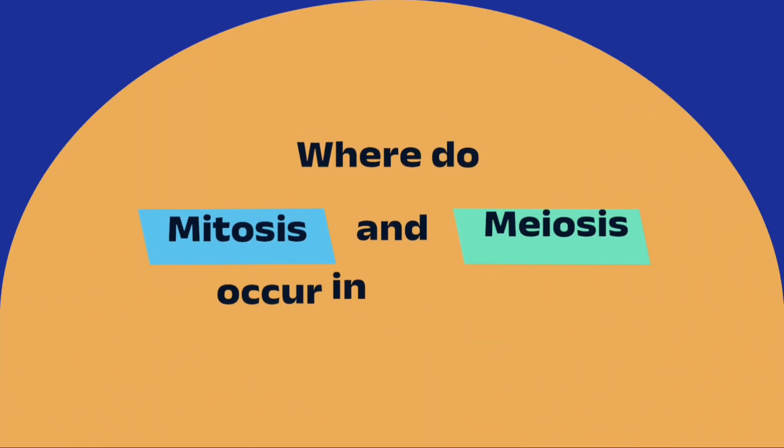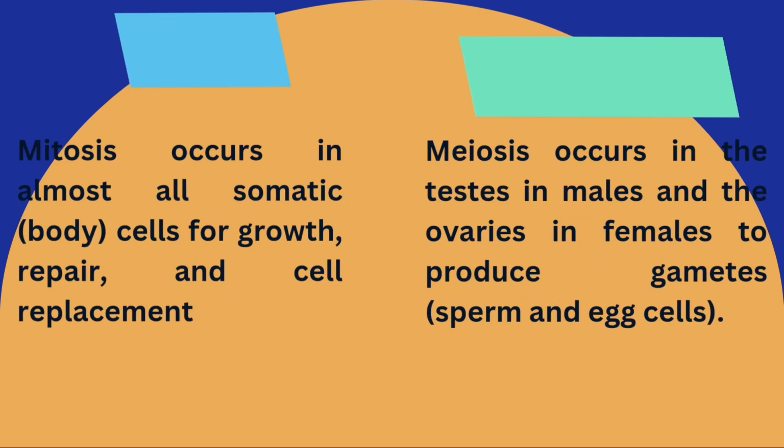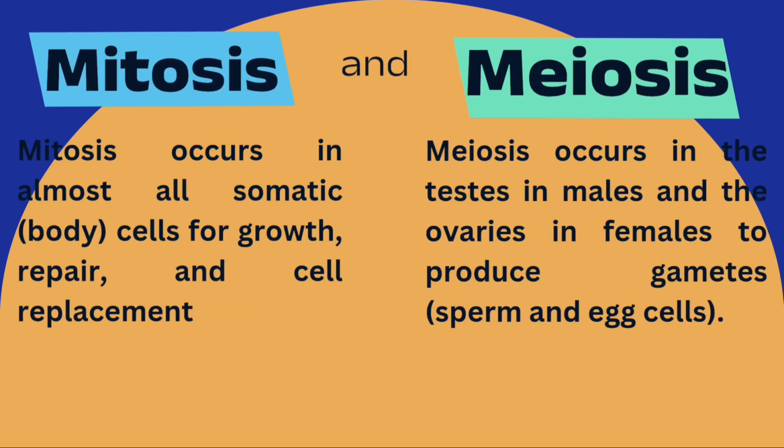But where do mitosis and meiosis occur in our body? Mitosis occurs in almost all somatic, or what we call body cells, for growth, repair, and cell replacement, while meiosis occurs in the testes in males and the ovaries in females to produce gametes, which we call sperm and egg cells.